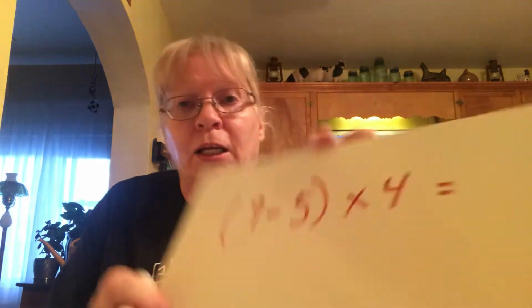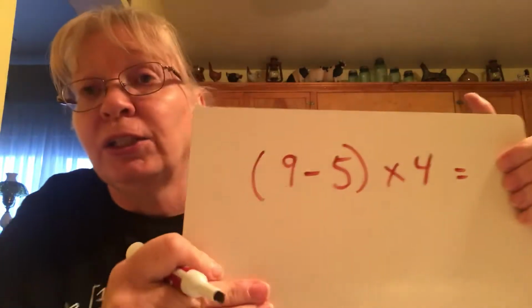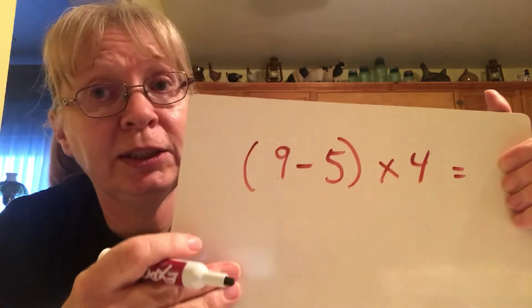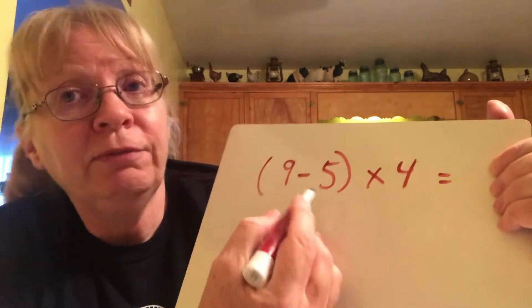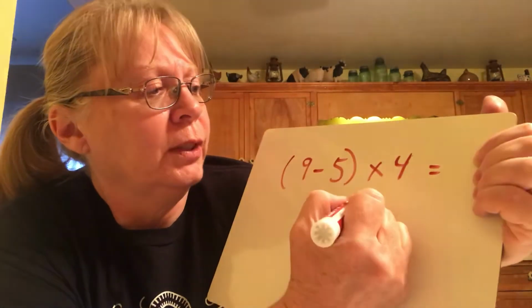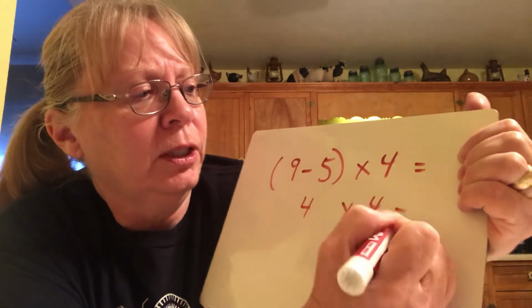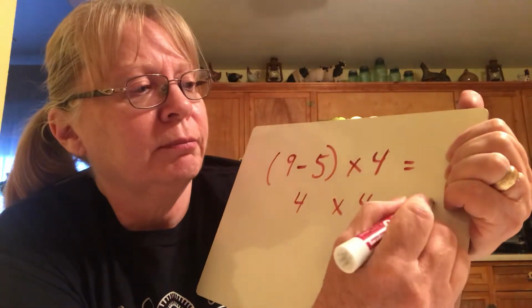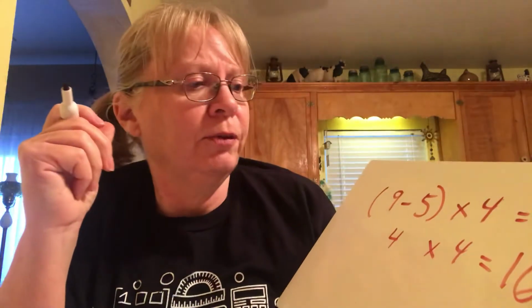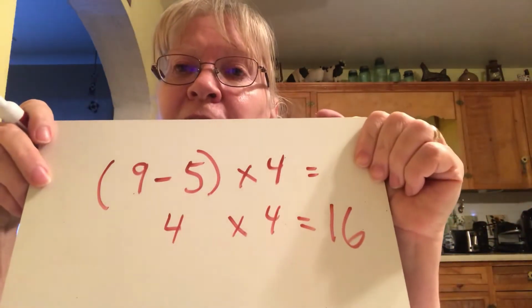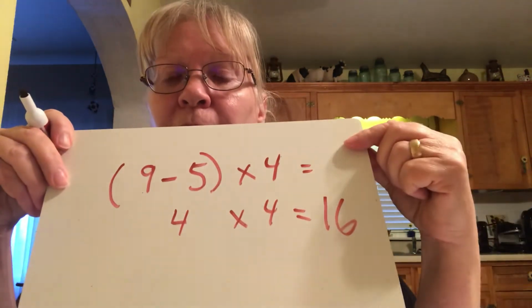Okay. 9 minus 5 times 4. Okay, this time we have parentheses. So we always do what's in the parentheses first. 9 minus 5 is 4. And then we bring down times 4. 4 times 4 is 16. And I wrote that kind of big, but anyway, that's our answer. So this is what I should see on your paper, okay? There's plenty of room underneath each problem to write your work up.